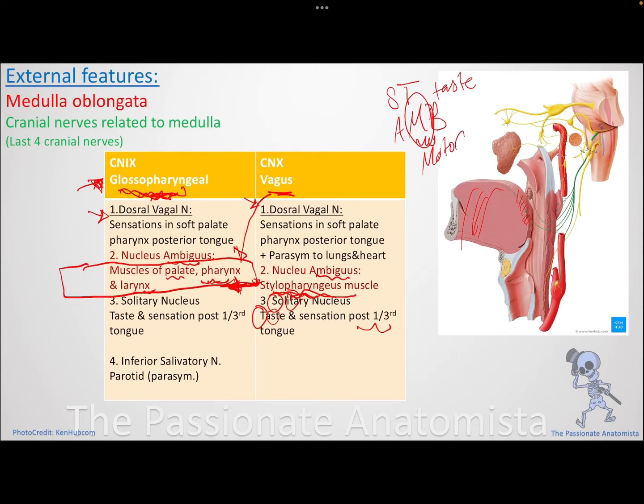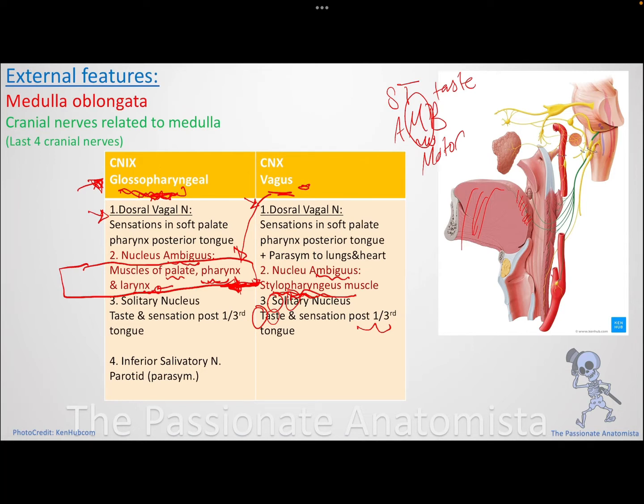Without that, I wouldn't have been able to talk now. The laryngeal muscles are supplied by the vagus, and this is by the nucleus ambiguus. Again, nucleus ambiguus, tractus solitarius, dorsal vagal nucleus. These are the three nuclei. We have them in the vagus and glossopharyngeal.